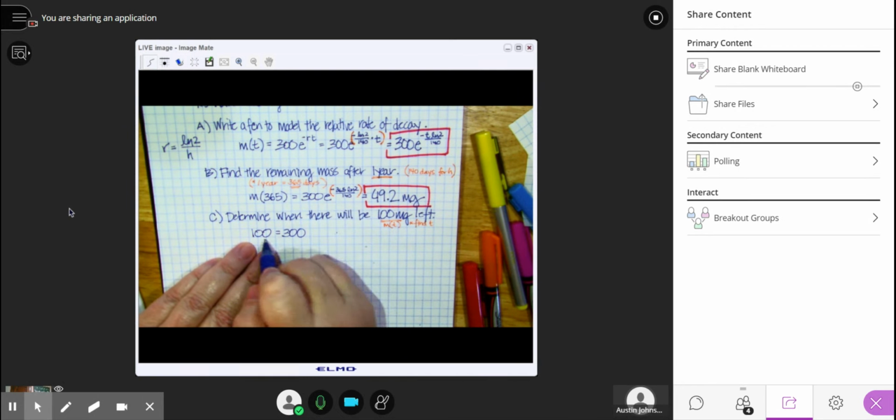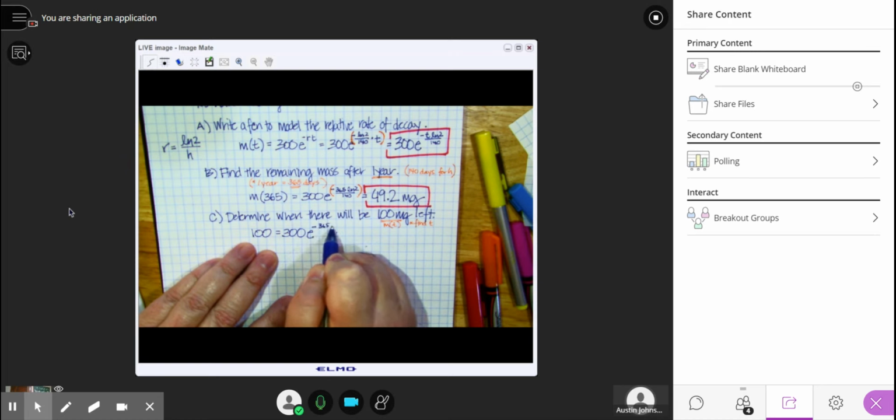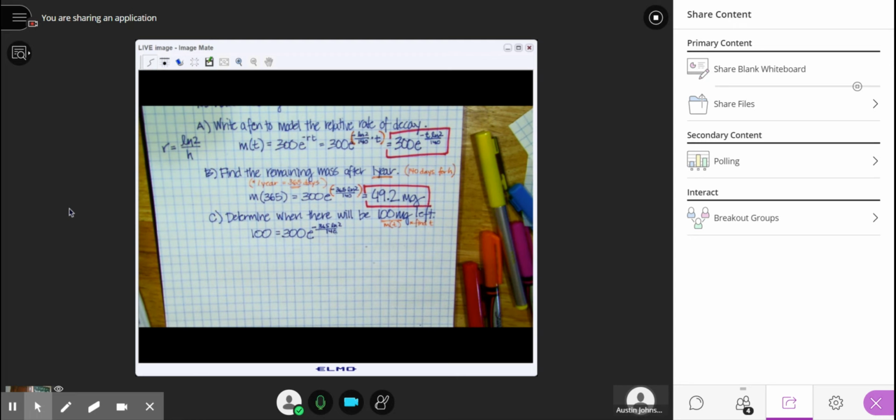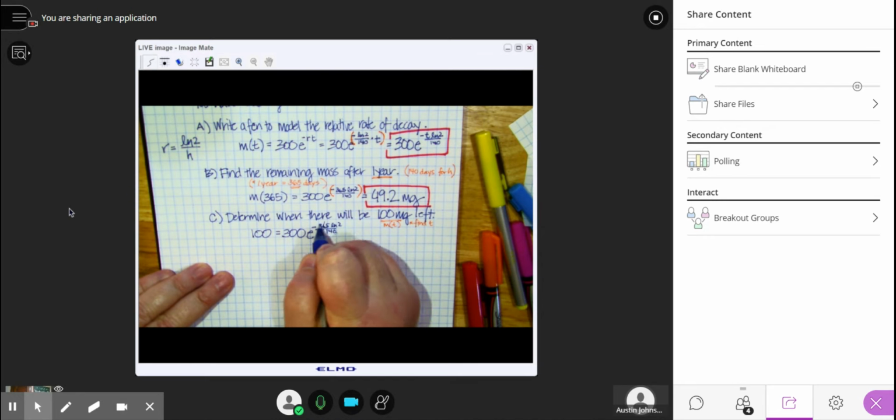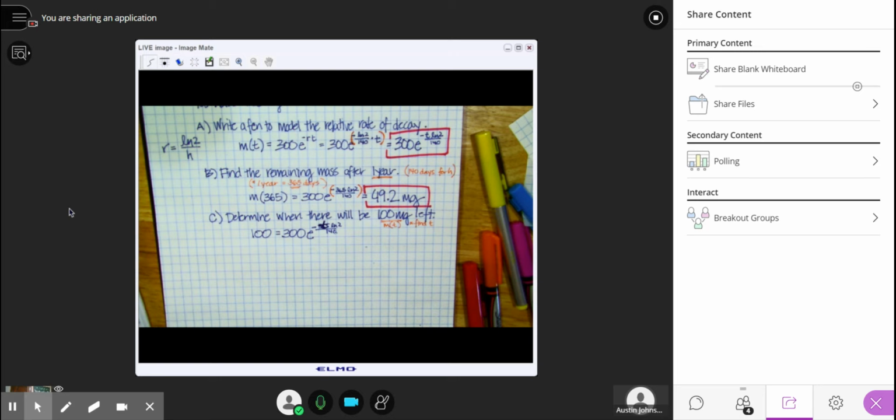So I'm going to have 100 is equal to 300e to the negative 365 ln 2 over 140. In order to solve, whoops, this should be a t, my bad. It should be a t. I'm finding the time, sorry. T ln 2 over 140.